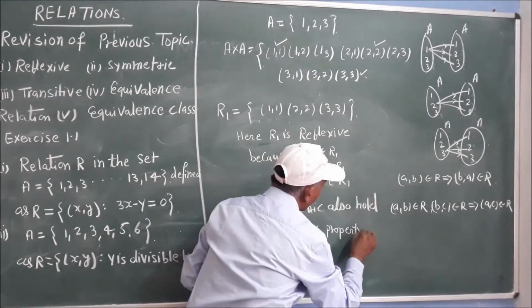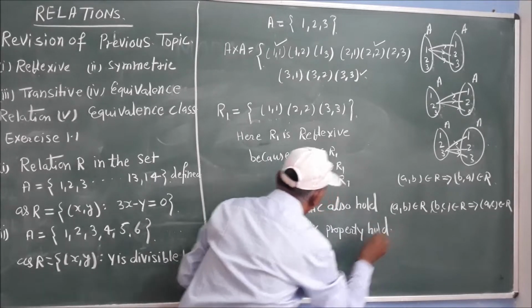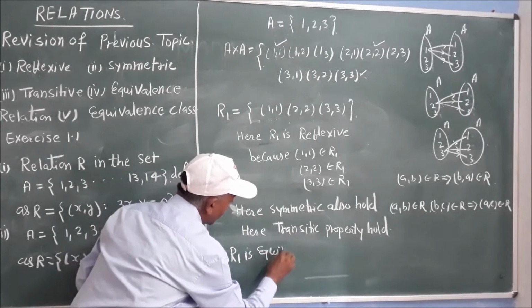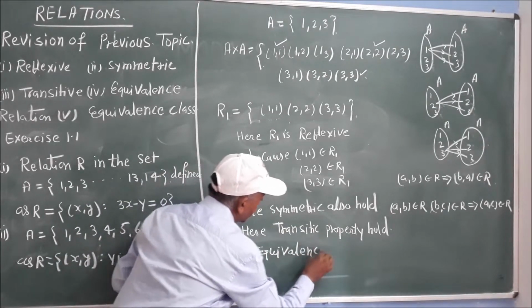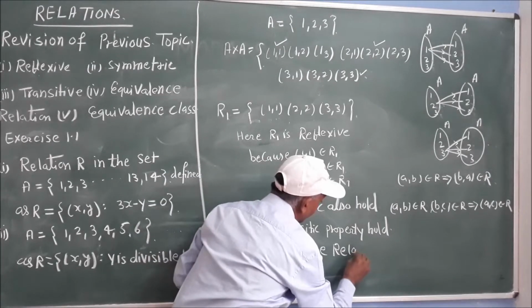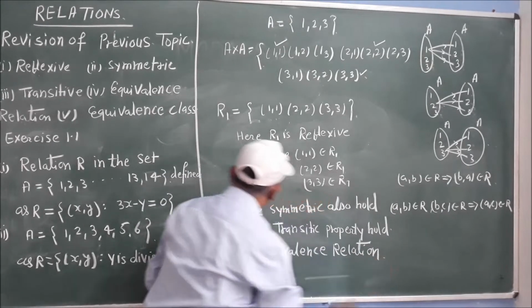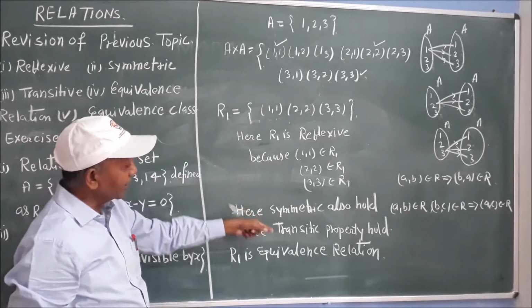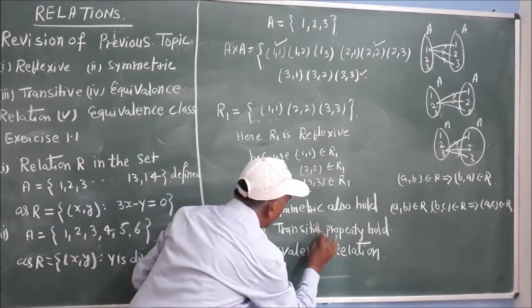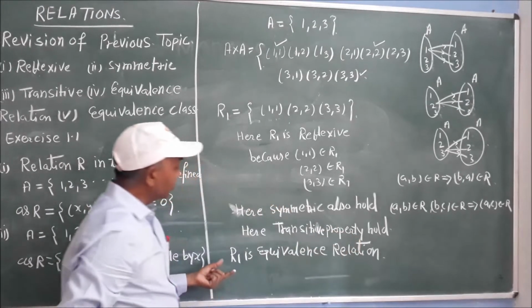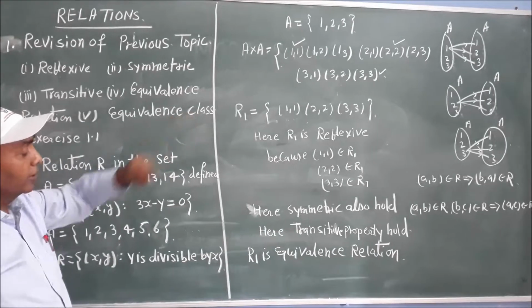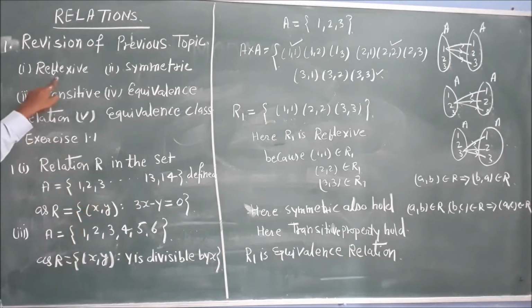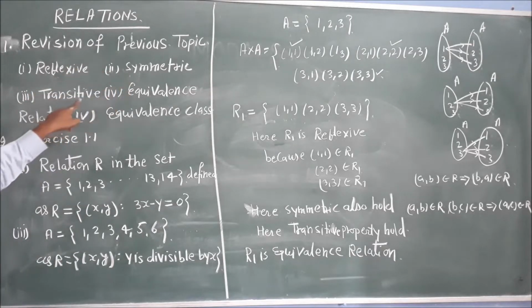And if the transitive property holds, we can say that R1 is an equivalence relation. R1 is an equivalence relation because it holds reflexive, symmetric and transitive properties. So that means we can say that R1 is an equivalence relation. A relation is said to be an equivalence relation if it holds reflexive, symmetric and also transitive property.